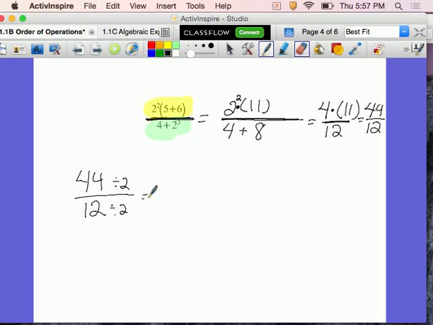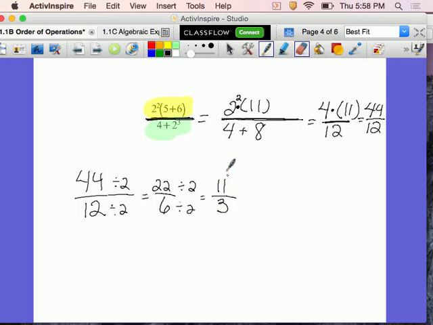And simplify. So 44 divided by 2 is 22. 12 divided by 2 is 6. And I see I still have those even numbers, so I could have picked 4 before. But it doesn't really matter as long as you keep going. So I'm going to divide by 2 again. 22 divided by 2 is 11. 6 divided by 2 is 3.